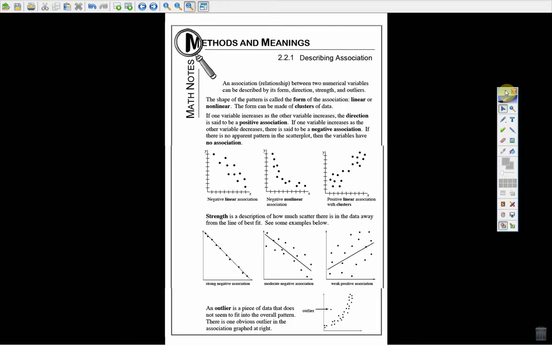Alright guys, welcome back to the next Math Notes video. This is section 2.2.1, describing association. So we're talking about scatter plots again. This time, instead of line of best fit, we're talking about associations. Let's go ahead and zoom in here on this definition.